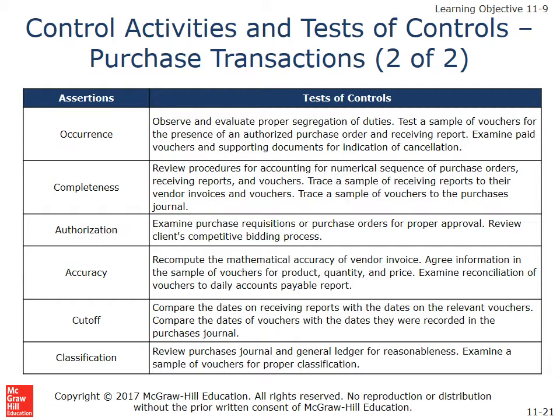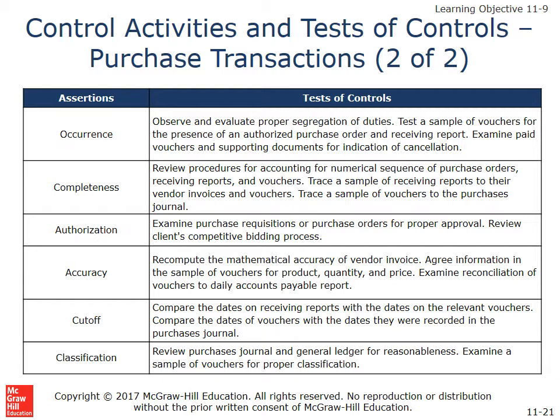Okay. Examine your purchase requisitions or purchase orders for signatures, and review any kind of competitive bidding process that may need to be present, especially in government audits. Accuracy. Recompute the mathematical accuracy of a vendor invoice. Even if it's computer generated, you want to make sure everything's added up correctly. Agree information in the sample of vouchers for product, quantity, and price. Examine reconciliations of vouchers to your daily accounts payable report. Make sure that they're all accurate.